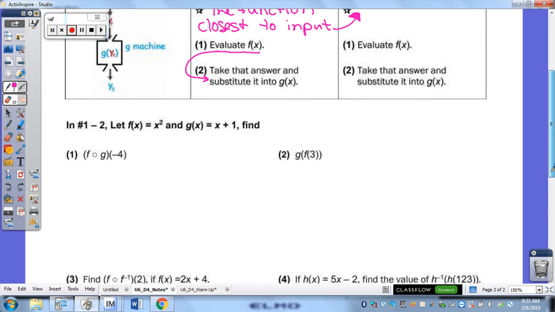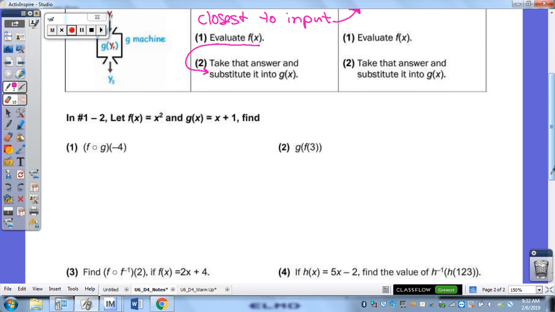So let's try some examples. So down here we have f of x is simply x squared.